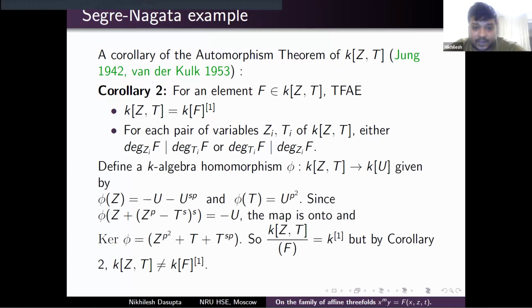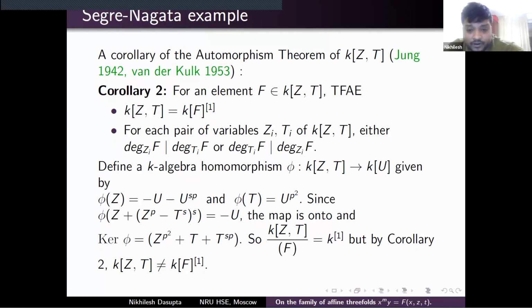So let us define a K-algebra homomorphism phi from K[z,t] to K[u]. You can take phi of z to be this and phi of t to be this. One can check that phi of z plus this element is minus u. If you want, I will provide you the slides and you can check. So phi is onto. If I am able to detect the kernel of phi, I should have an isomorphism. This polynomial is in the kernel of phi, and since it is irreducible, it will be equal to the kernel of phi.